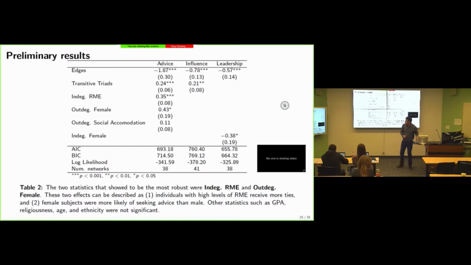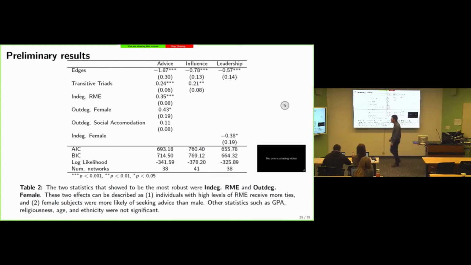Another important result here is that individuals who have a high score in the Reading the Mind in the Eyes test have a higher chance of receiving ties, in the case of the advice network. In other words, individuals who are good at reading the mind get more tie nominations from the advice-seeking network. Which is great, because as far as I understand, the Reading the Mind in the Eyes skill, you can actually train that. So if you have a small team and you want to enhance this, you can train an individual on that skill, and they should get more nominations just because of having that particular skill.